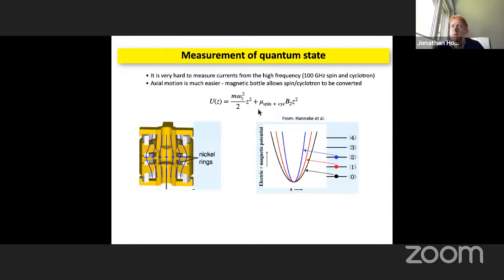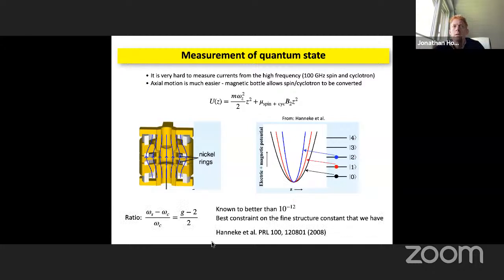So what you can think of is that as you change the number of quanta in the cyclotron motion or the spin, this is changing the trap frequency that's felt in the axial direction, because it modifies this term here, right? And so this is actually the number of quanta in the other motion, in the radial motion, but it's telling you about what the frequency will be, because the curvature of this potential changes in the axial degree of freedom. So with the results of that, that's basically the techniques that are used.